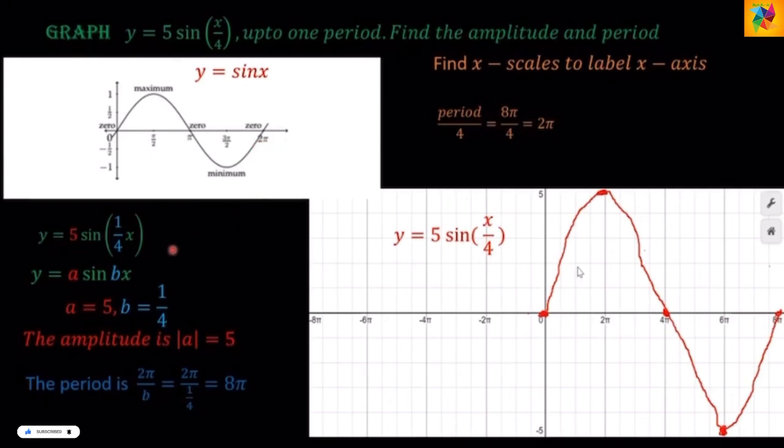So I've shown you how to find the amplitude, period, and min, max, everything. I think you're ready to go, and you can graph any sine function.